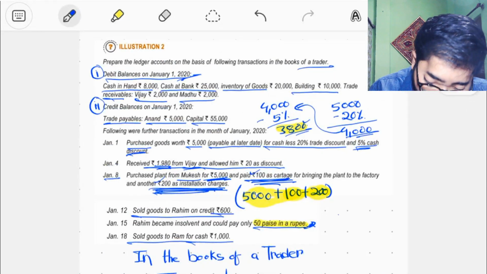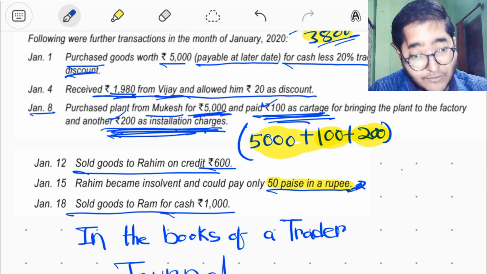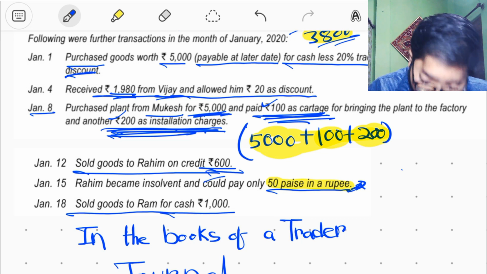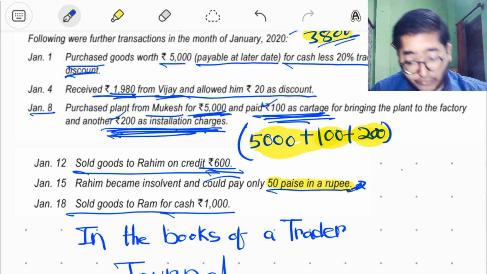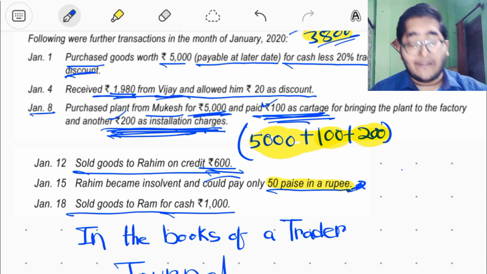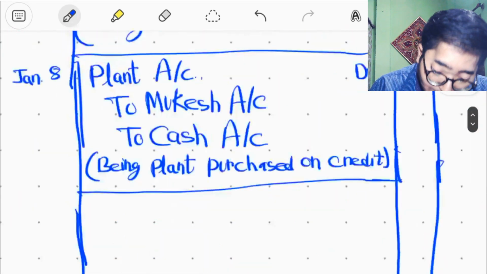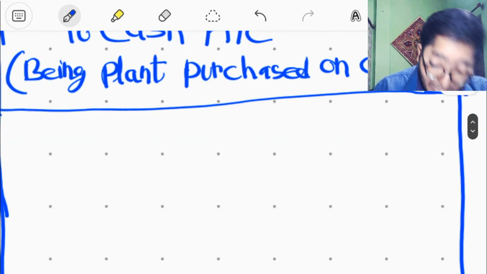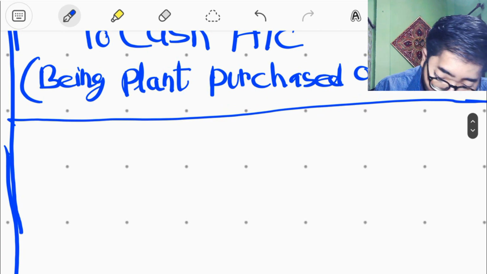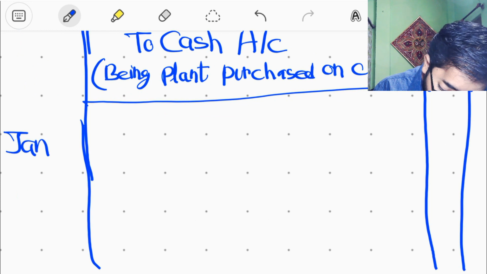So now our next entry is on January 12th. Sold goods to Rahim on credit, rupees 600. Goods are sold on credit to Rahim. So Rahim would become a debtor, and a debtor is an asset for the trader. That is why Rahim is also a personal account. That is why the date would be January 12th.